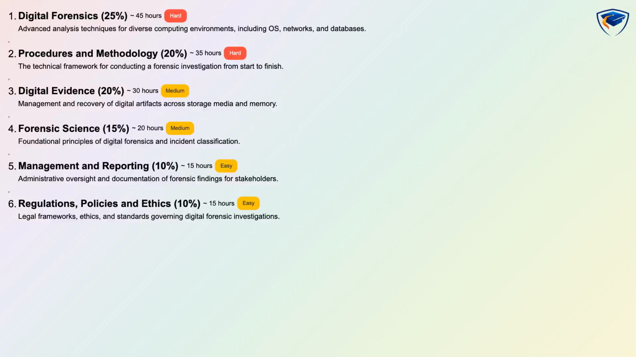Overview of the exam shows 6 domains with exact weights and study expectations. Digital forensics is 25%, procedures and methodology is 20%, digital evidence is 20%, forensic science is 15%, management and reporting is 10%, and regulations, policies and ethics is 10%.